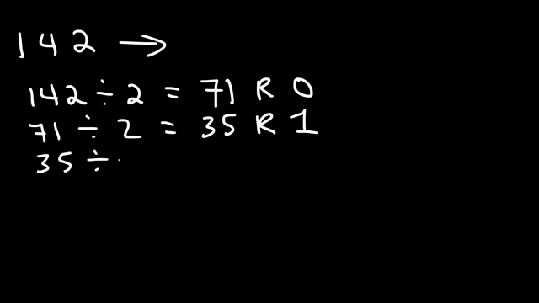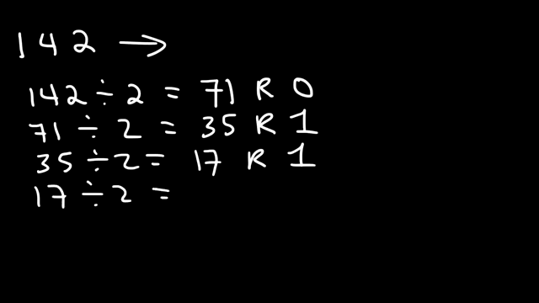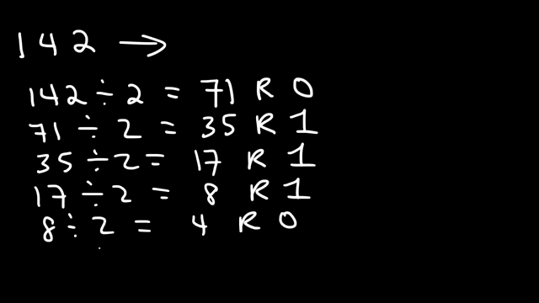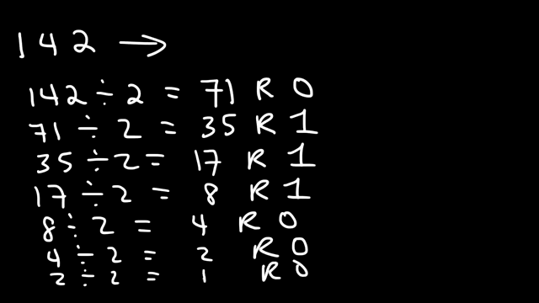And then let's take 35 and divide that by 2. So that's going to be 17.5, or 17 remainder 1. And then 17 divided by 2 is 8.5, so that's 8 remainder 1. And then 8 divided by 2 is exactly 4, so that's 4 remainder 0. And then 4 divided by 2 is exactly 2, so 2 remainder 0. And then 2 divided by 2 is exactly 1, so 1 remainder 0. And then finally, 1 divided by 2 is 0.5, so that's 0 remainder 1.